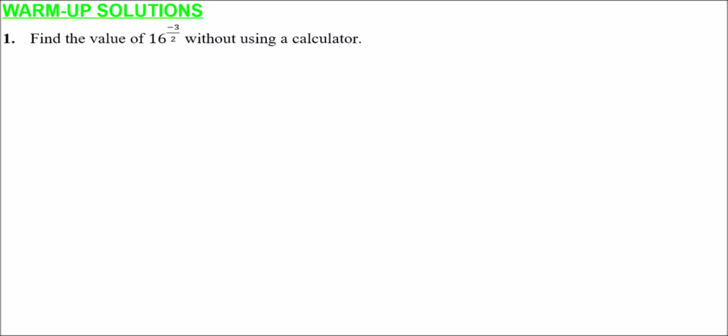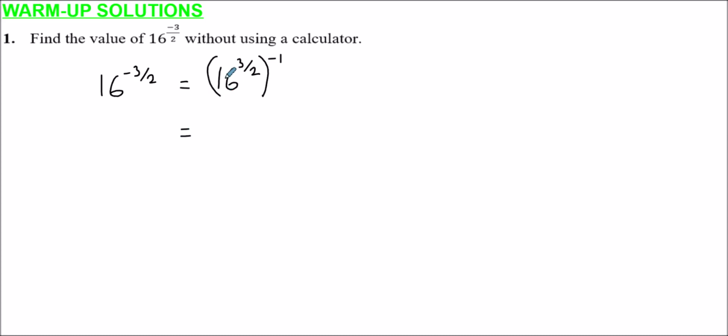So for question 1, we need to find the value of 16 to the power minus 3 over 2 without using a calculator. So there's a few ways of tackling this one. What I'm going to suggest is we can use the power of a power law of indices and say that 16 to the power minus 3 over 2 is actually the same thing as 16 to the power of 3 over 2 to the power minus 1. Using the power of a power rule, to the power 3 over 2, then to the power minus 1, we multiply the powers, and this is the same as minus 3 over 2.